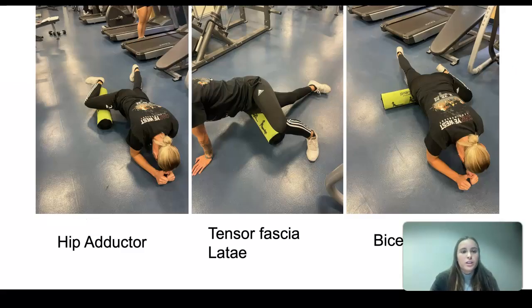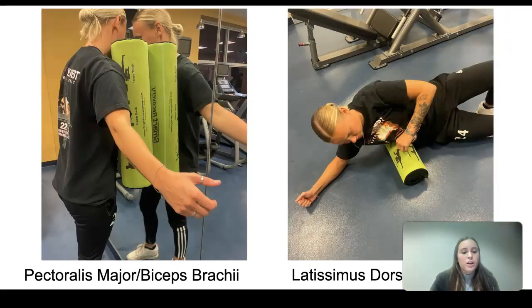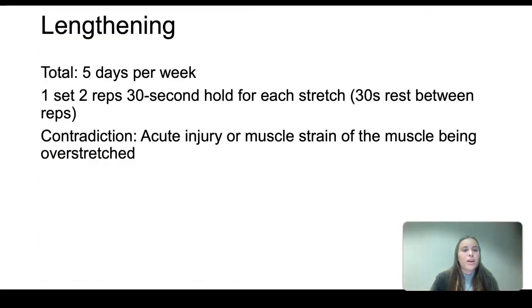The following muscles that I have my client inhibit are the hip adductor, TFL, biceps femoris, pectoralis major, biceps brachii, latissimus dorsi, and teres major.